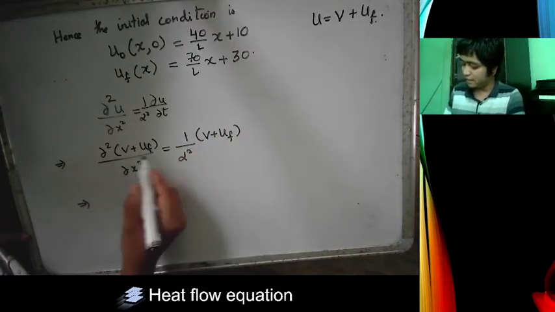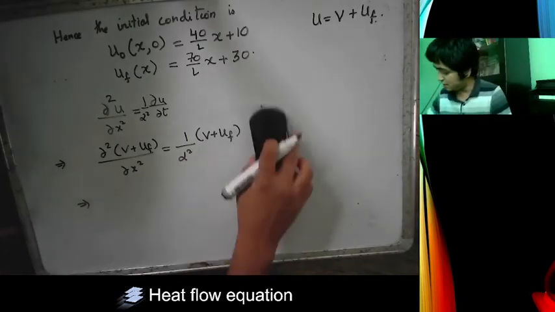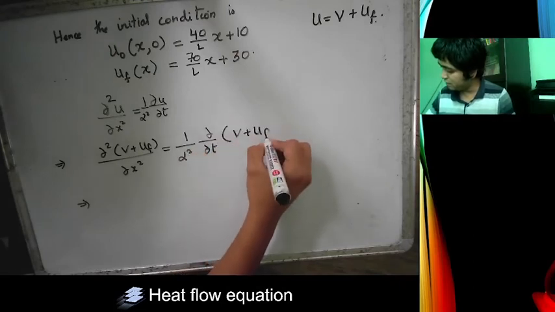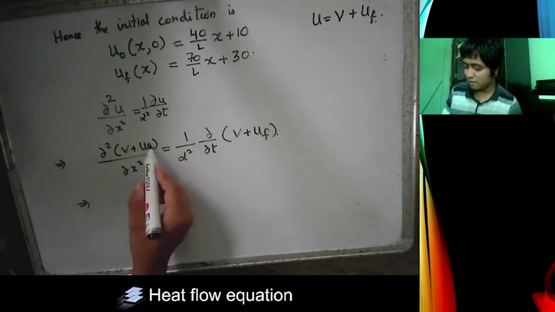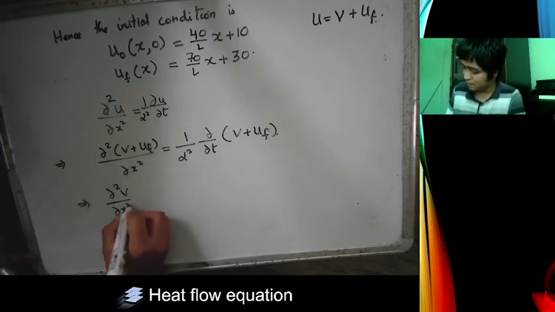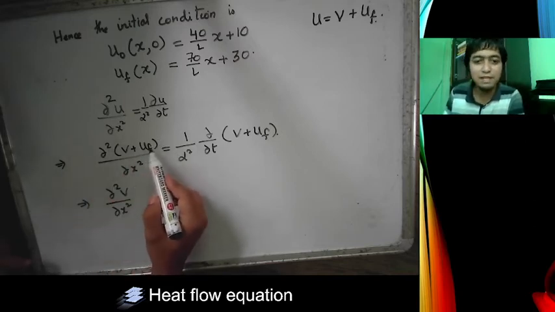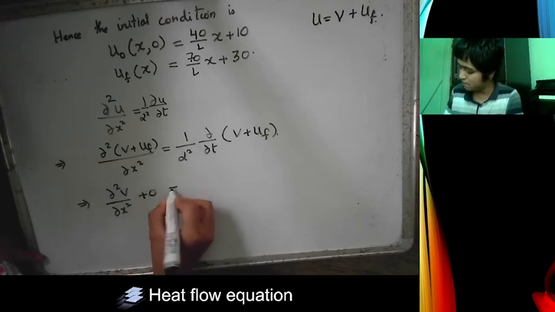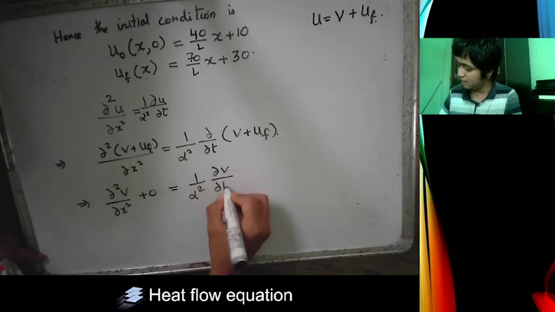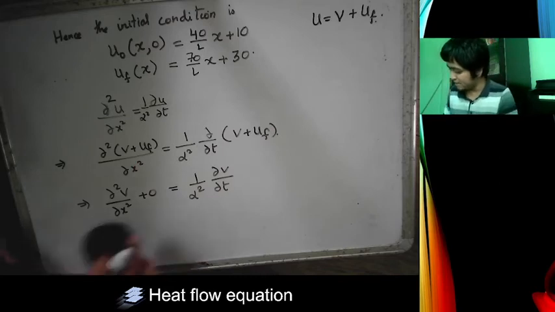Then remember, del t of v plus uf. You can actually split this one. The second order derivative partially with respect to x of uf is 0, so plus 0. Similarly over here we'll be having 1 by alpha squared del v del t, because del t of uf will be 0 again. So we'll be having this.